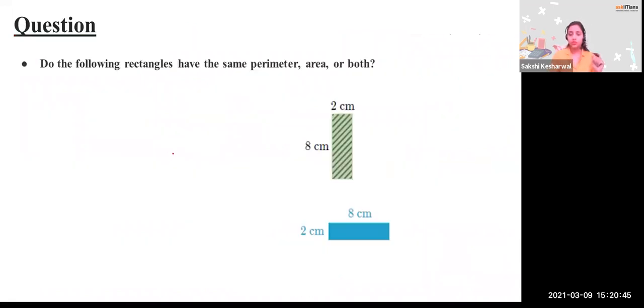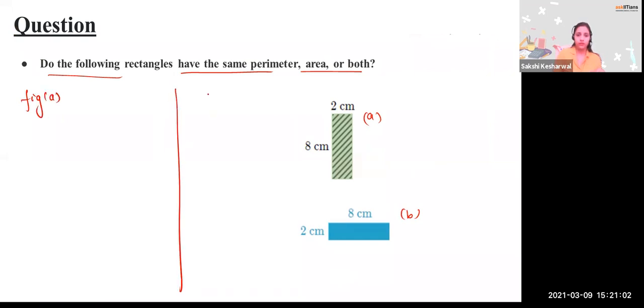Now let's do the questions on it. What are the questions? Do the following rectangles, because we are doing the comparison. So let's start, what it's saying. Do the following rectangles have the same perimeter or area or both? So let's take this as figure A and this as figure B, right? So let's talk about one by one. That's figure A, and I'll make a column like this, and this is figure B.